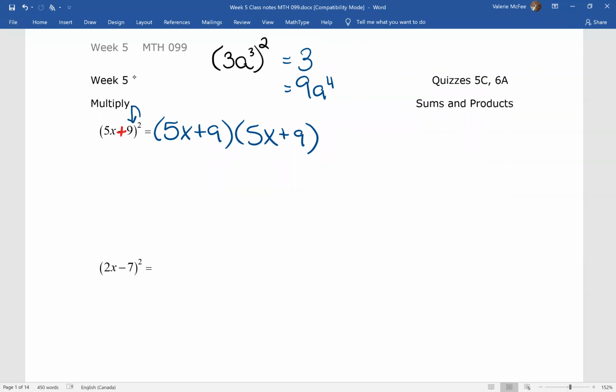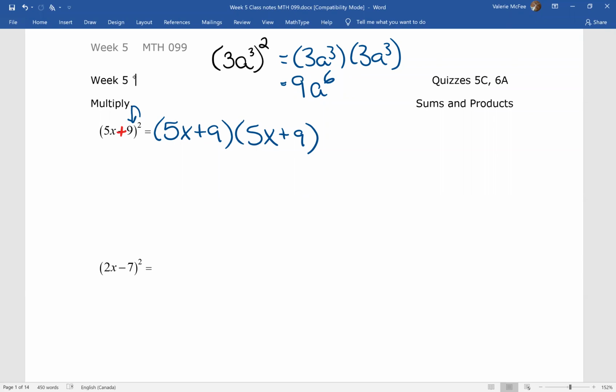We could have done the same thing in my example up top here. Let's erase this. I could have said that this was 3a cubed times 3a cubed. Well, that's just 3 times 3, and a cubed times a cubed, add the exponents. So you're going to get the same answer.